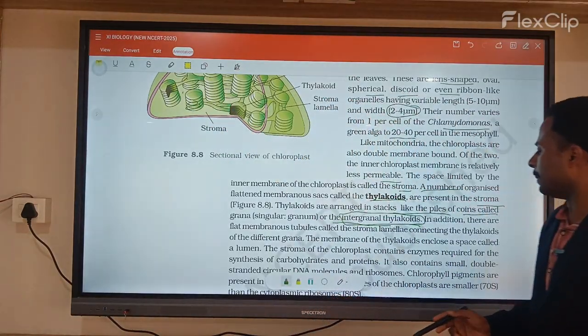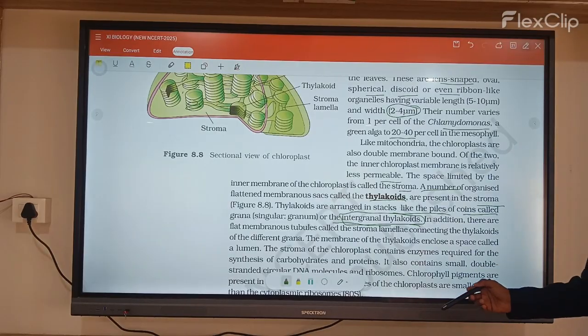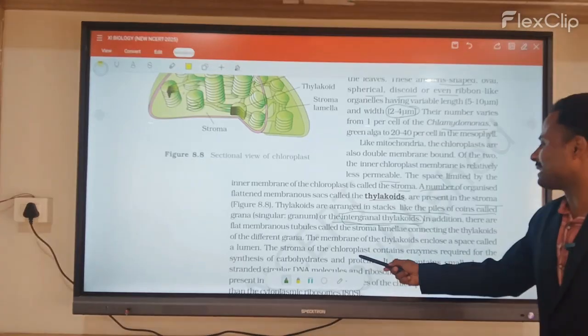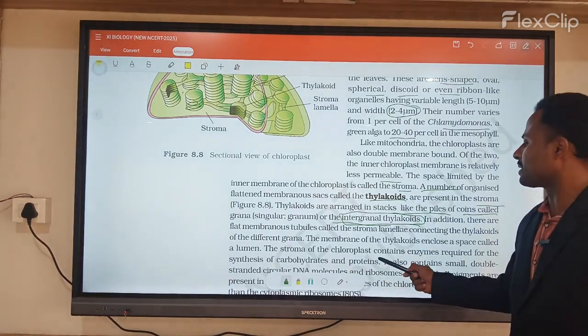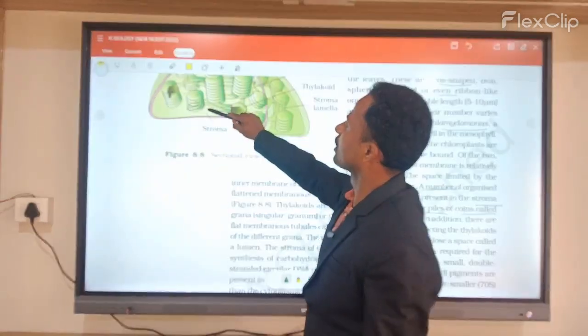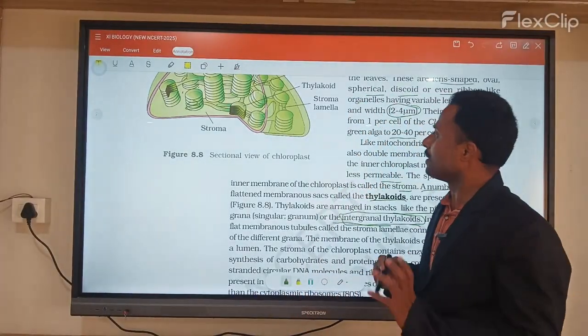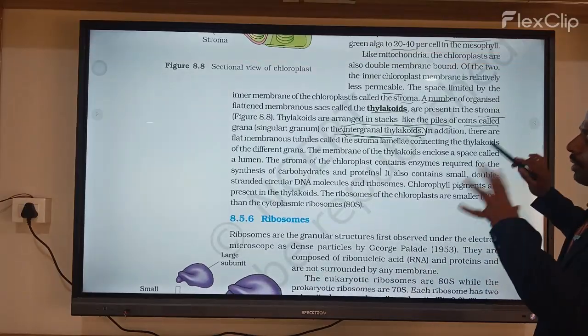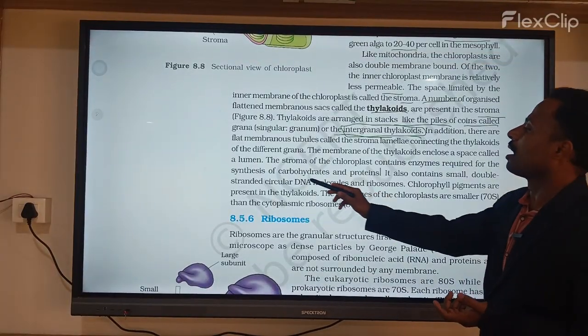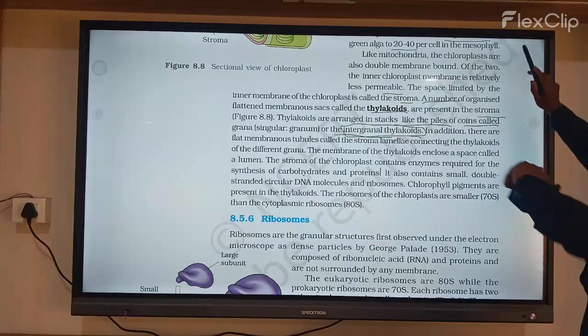Stroma lamellae. Now mostly the stroma of the chloroplast consists of the enzymes required for the synthesis of carbohydrates and proteins. Inside, what do we have? The complete stroma is present. In the stroma, the major function is what? It has a number of enzymes present, and carbohydrates and proteins are easily synthesized there.